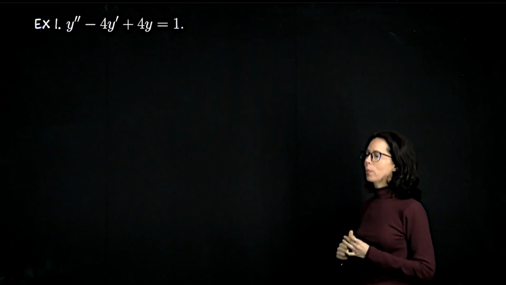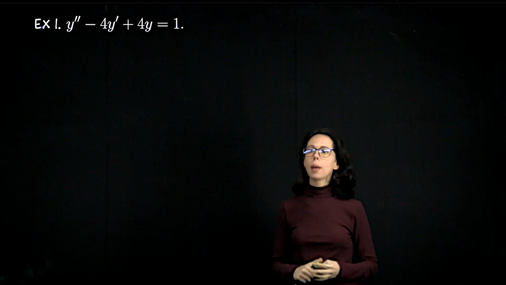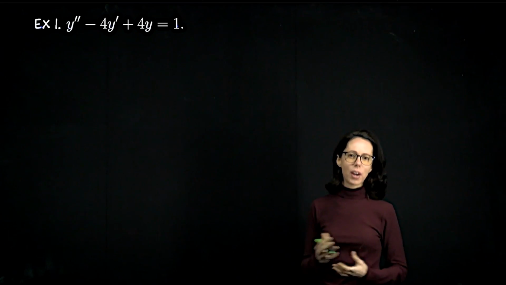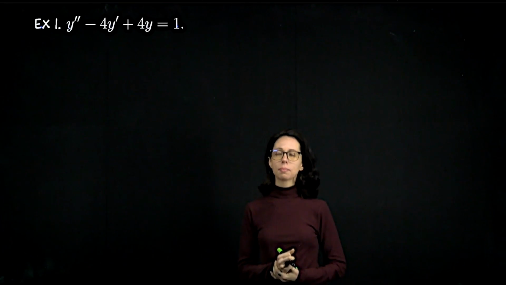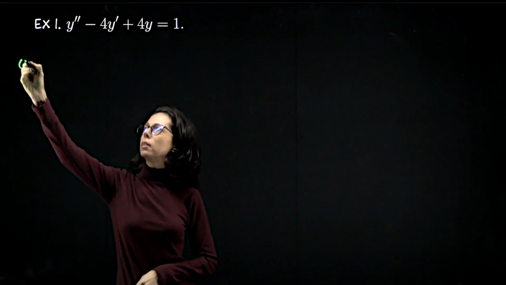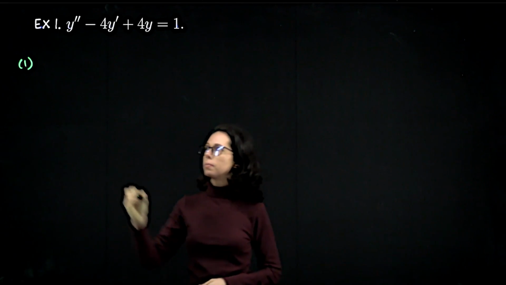All right, what we want to do is solve the equation y double prime minus 4y prime plus 4y equals 1. So here we have this constant right-hand side. That's what we're going to be able to address with the method of undetermined coefficients. All right, as we said in our first video, the first step is to find the homogeneous solution y sub h.